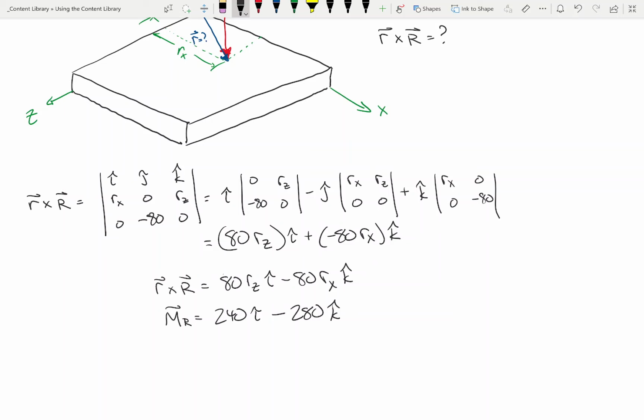Okay, so if this is R cross R and this is my resultant moment, what can you tell me about the terms? What does 80 RZ have to equal? And 80 RX has got to equal 280, right? So that's 3.5. Therefore, RX is 3.5 feet. RZ is 3 feet.